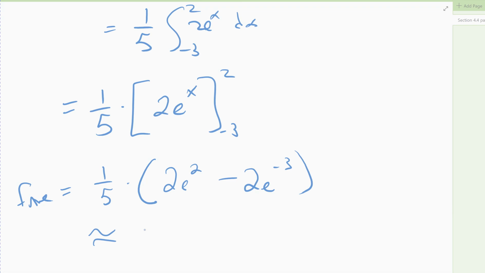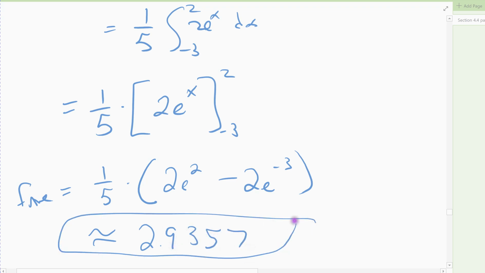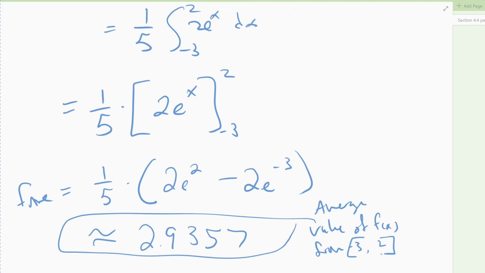So we get 2e squared minus 2e to the negative 3 divided by 5 comes out to 2.9357 is approximately the average value of f of x from negative 3 to 2. All right, so on average, now sometimes it's bigger than that, sometimes it's smaller than that, at least one time it's the same as that. But when we average all of the function values between negative 3 and 2, it comes out to be almost 3, 2.9357.